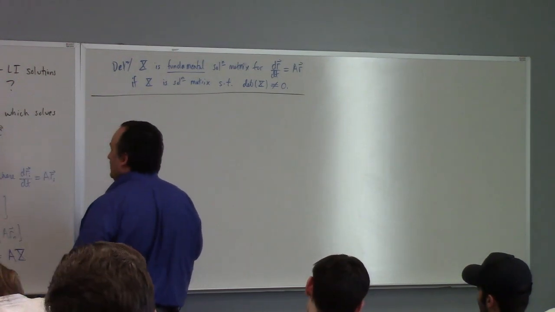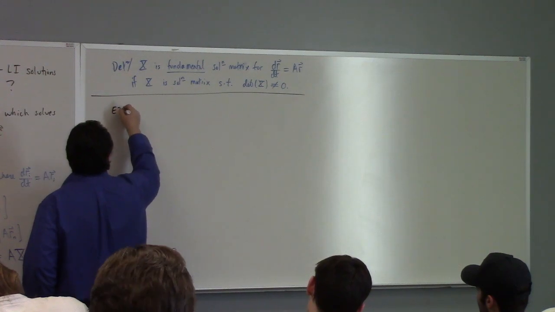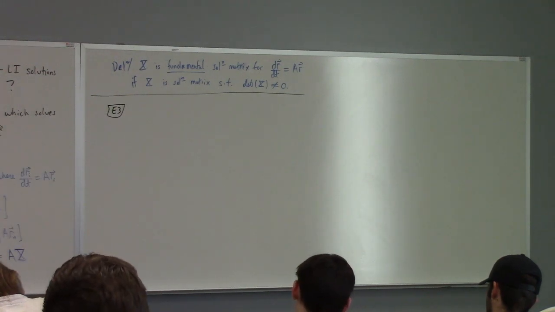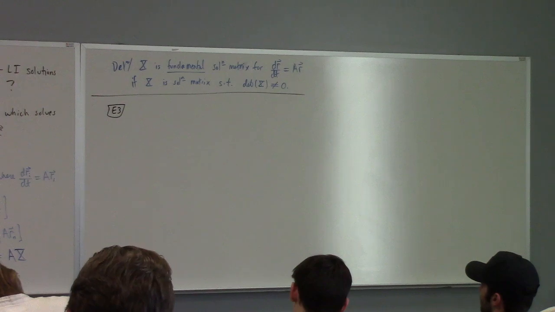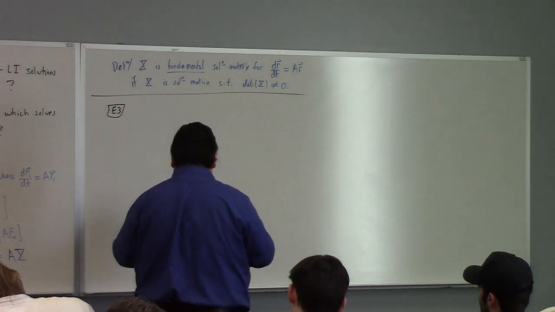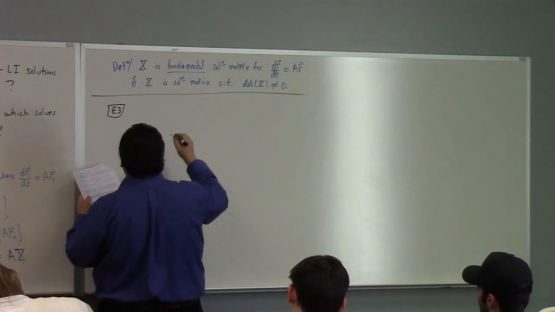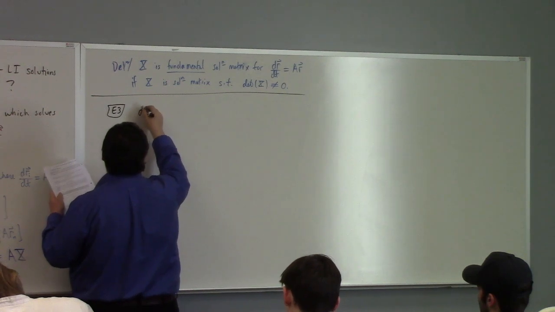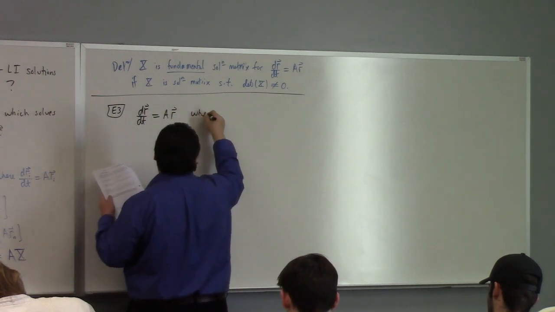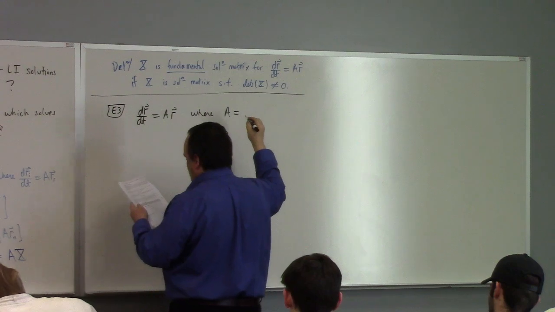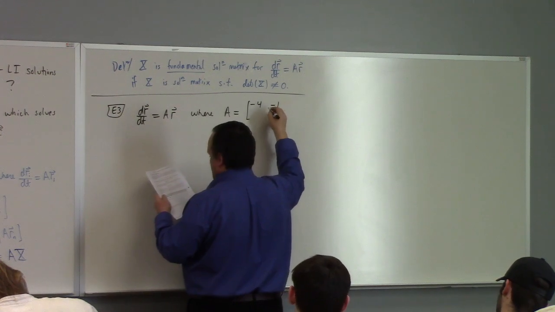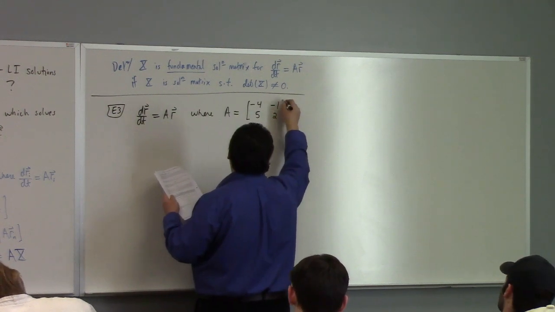So let's see here. Example 3. Suppose we're going to solve... I was going to give you a really stupidly easy problem. Let me make one that's only slightly stupidly easy, but not the stupidest of stupidly easy problems. Here goes. So let's try to solve dr/dt = Ar, where A is equal to the matrix with rows (-4, -1) and (5, 2).